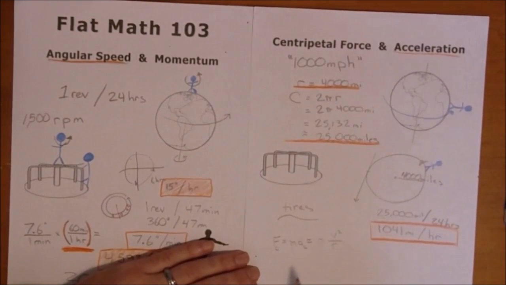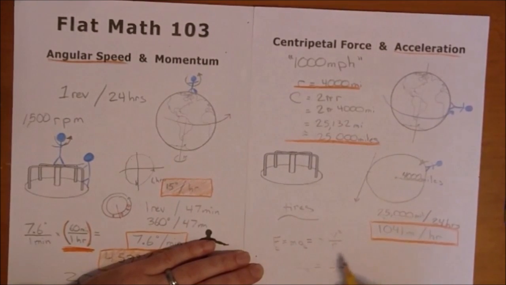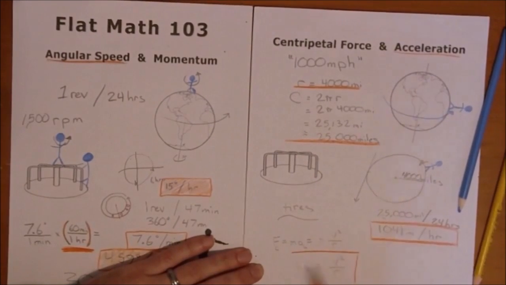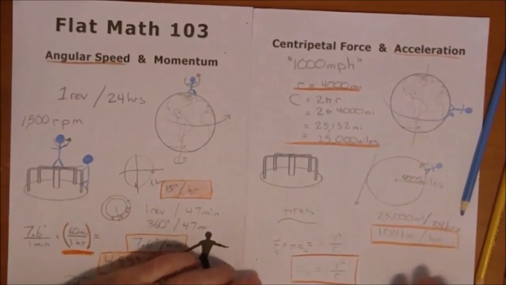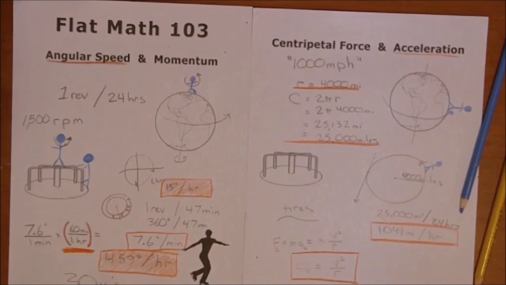Now, sometimes it is important to talk about force. Other times, all we really want to talk and think about is the acceleration. So centripetal acceleration is v squared over r. This is what we use to figure out the acceleration on an object, or whether we would feel it.